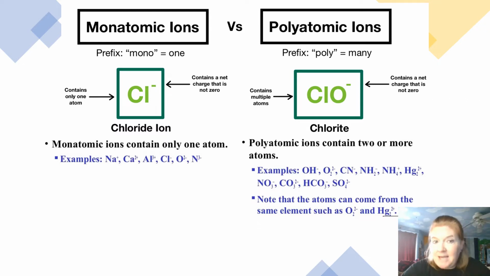We can have monatomic ions, so ions that are from a single atom that has lost or gained electrons, or we can have polyatomic ions, where we have different atoms covalently bonded that end up with a charge and are either an anion or a cation.